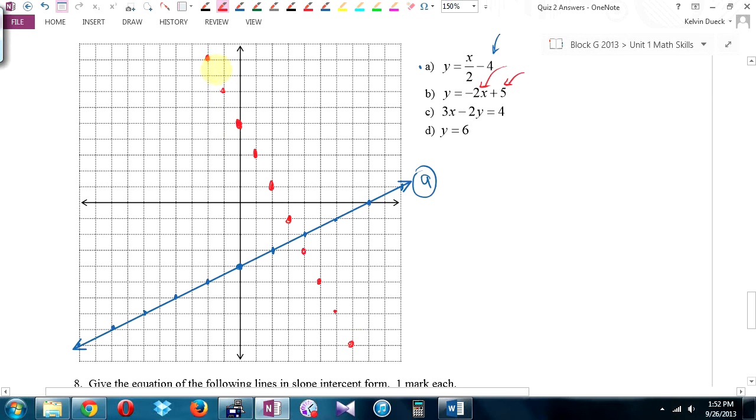By the way, to mark these, I give you a half mark for the correct y-intercept and a half mark for the correct slope, in case you're wondering.